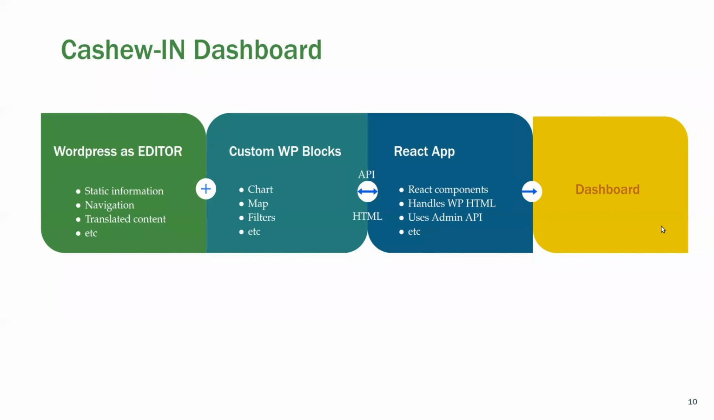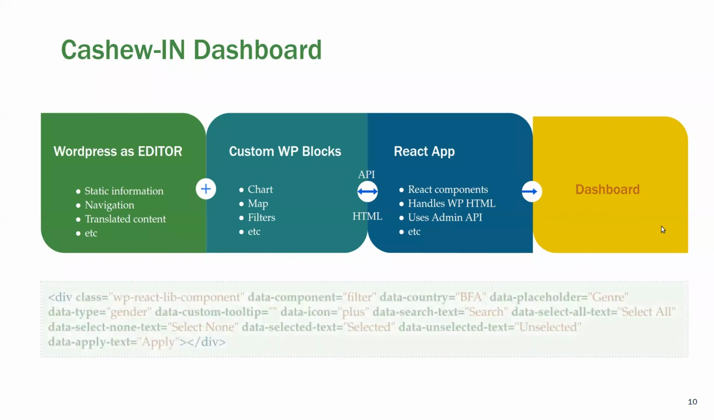Such custom code blocks are then saved in an HTML format that has a specific structure. Dashboard React application is able to convert this HTML snippet into an actual dynamic graphic built with React, another JS library. That's it. Hope this presentation helps you get an understanding about Cashew-IN technical development.